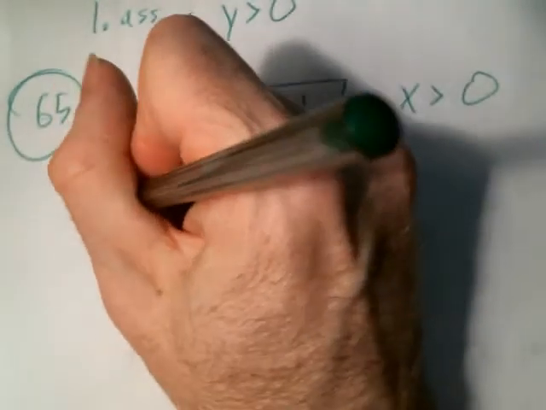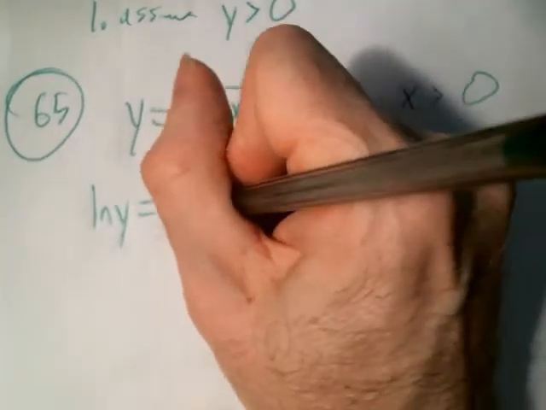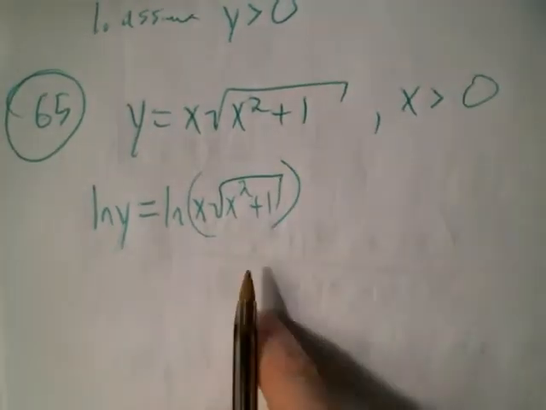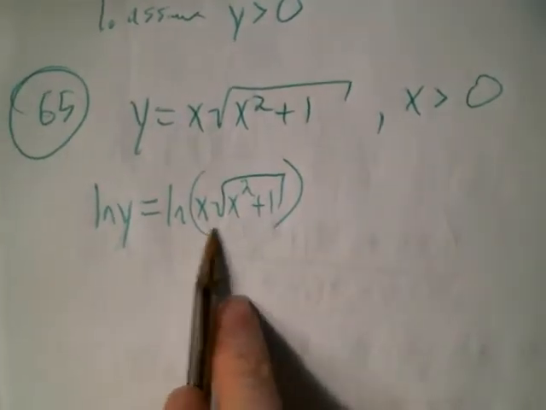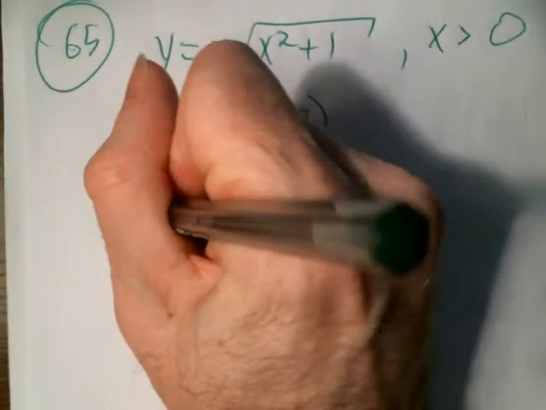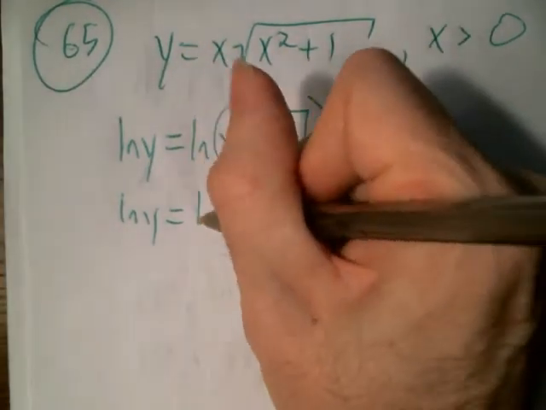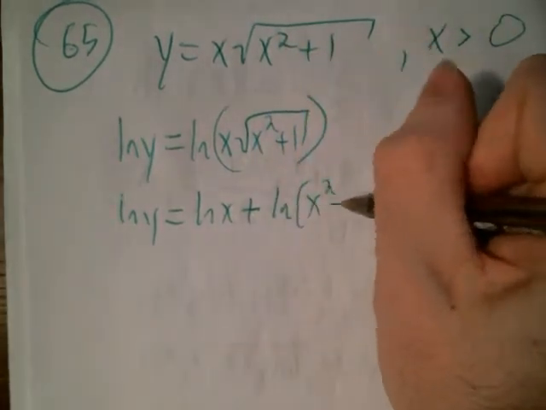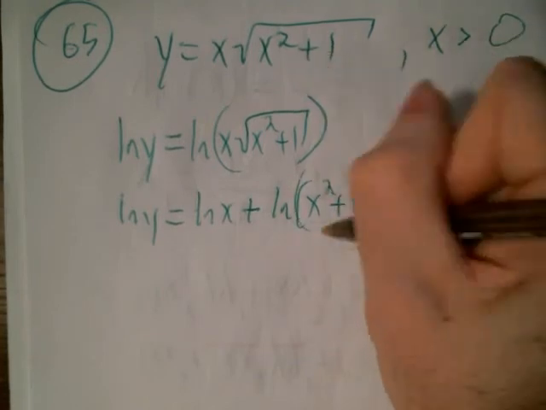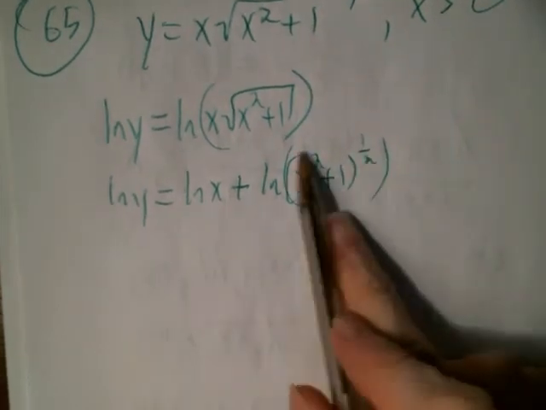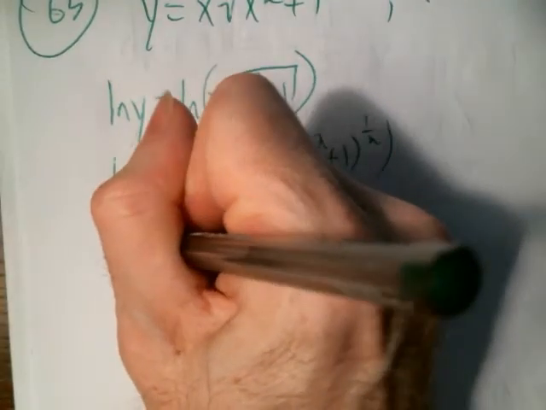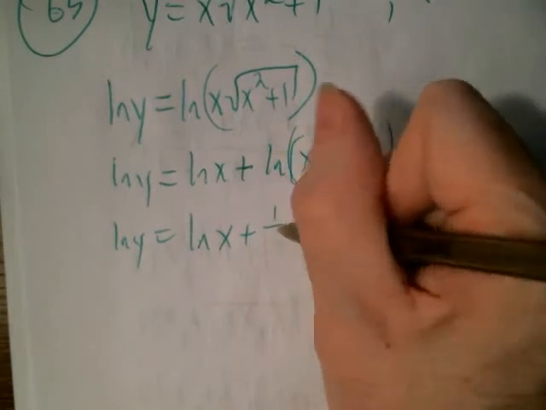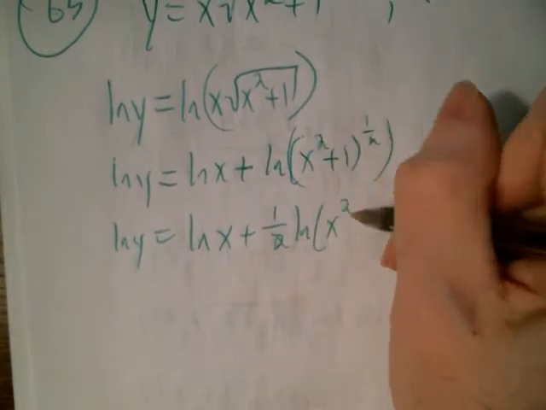So take log of both sides. ln of y equals ln of x times the square root of x squared plus 1. Then we can use the rules of logarithms to expand this. So I'd have ln of y equals the natural log of x plus the natural log of x squared plus 1 to the 1/2. Then I could use a power rule to bring this in front. So I have ln of y equals ln of x plus 1/2 ln of x squared plus 1.